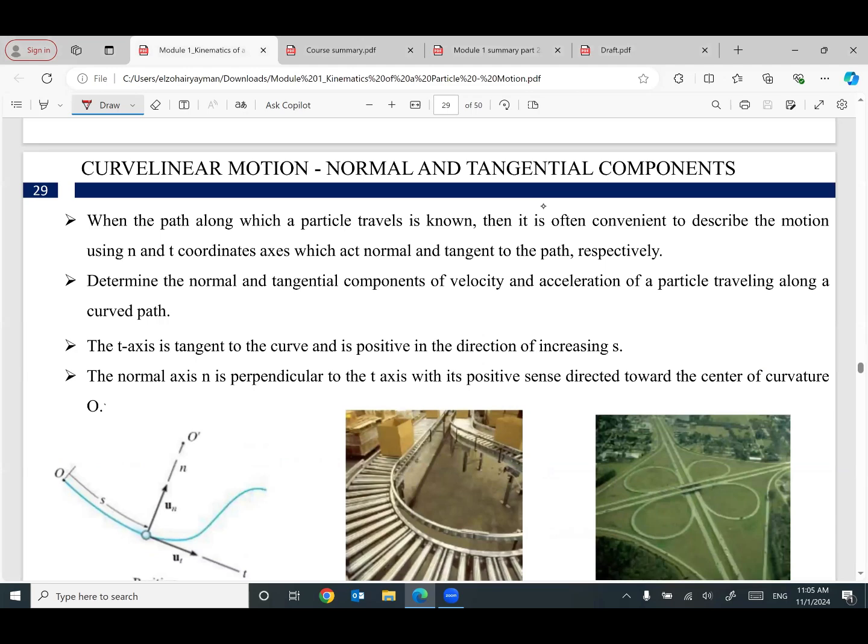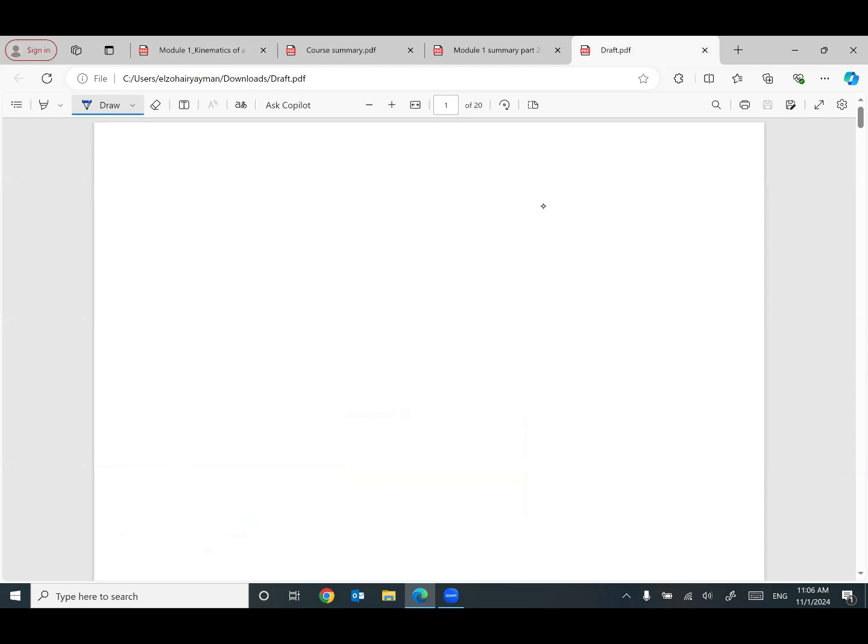We will continue talking about module number one, particle motion. I would like to remind you what we covered last week. The material last week was talking about a particle moving in a straight line, which is called rectilinear motion. So straight line means you have a position S, you have a velocity V, you have acceleration A.